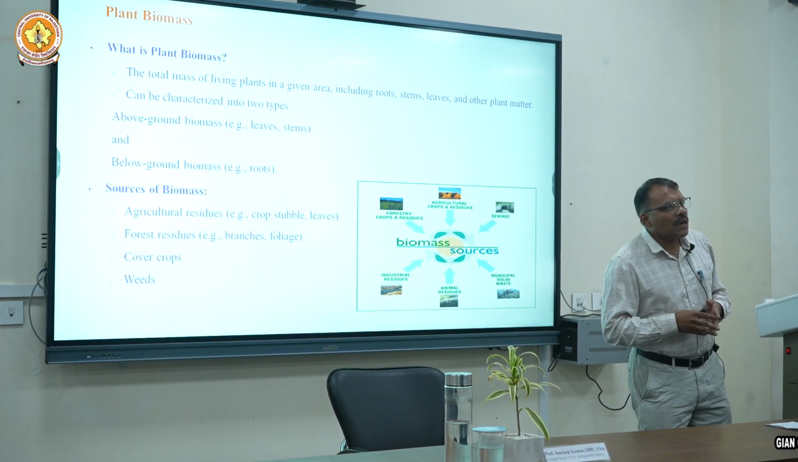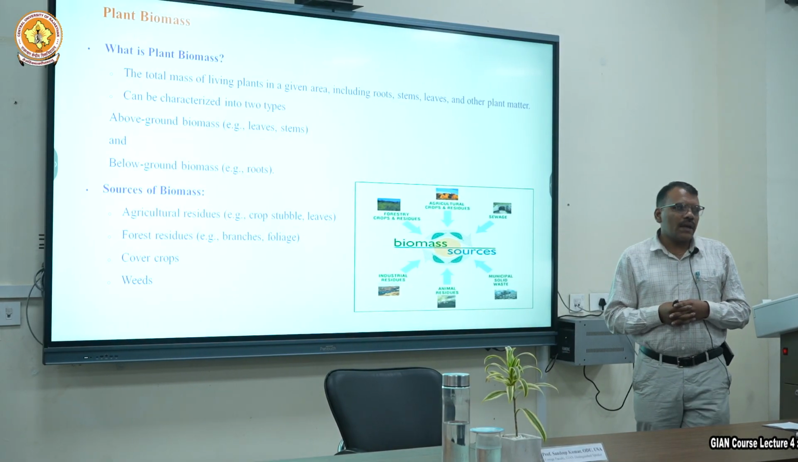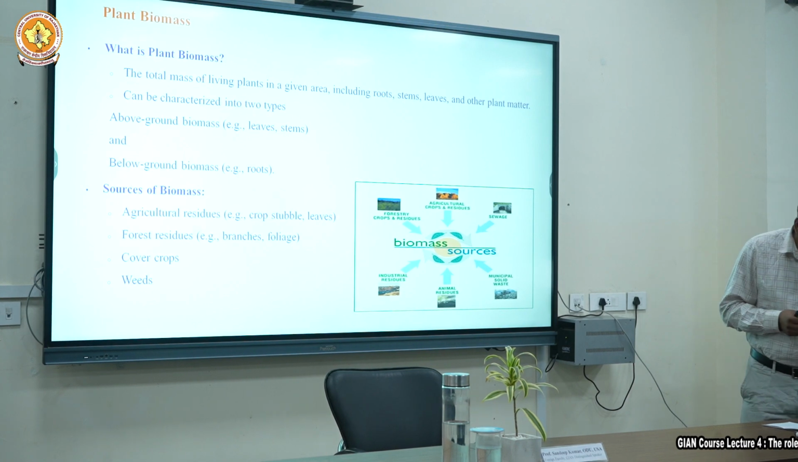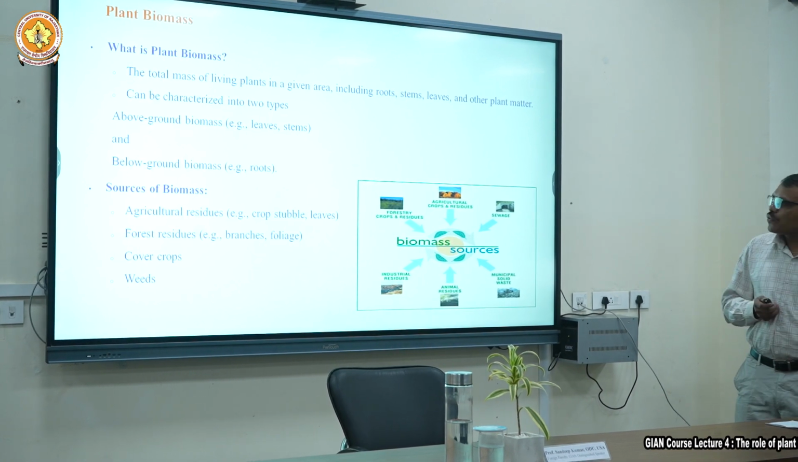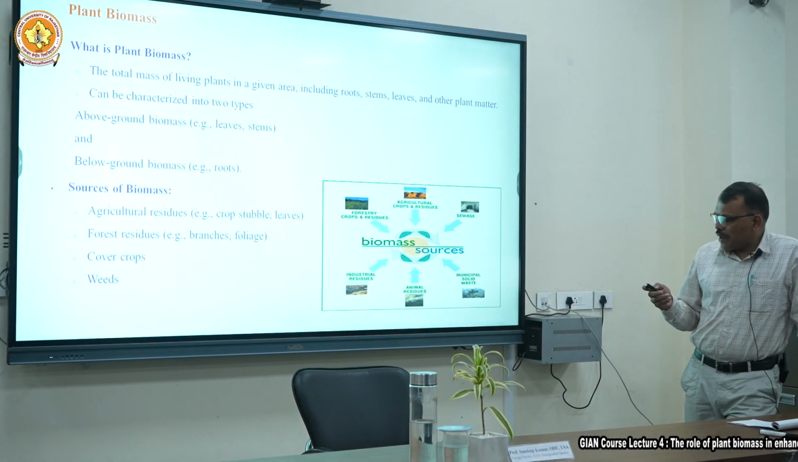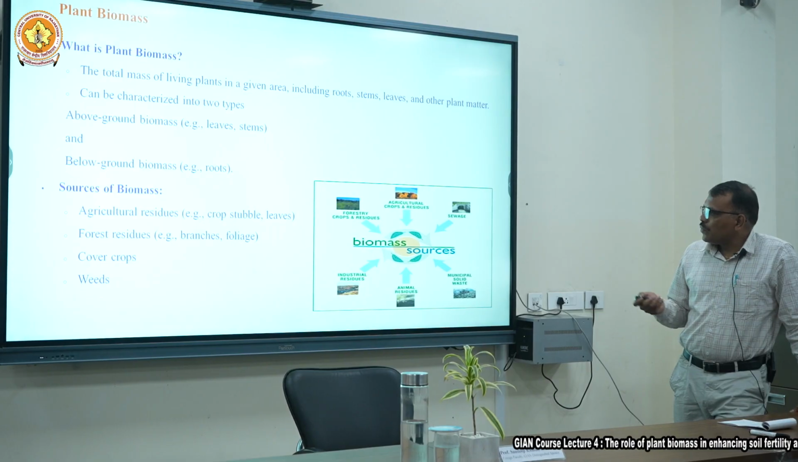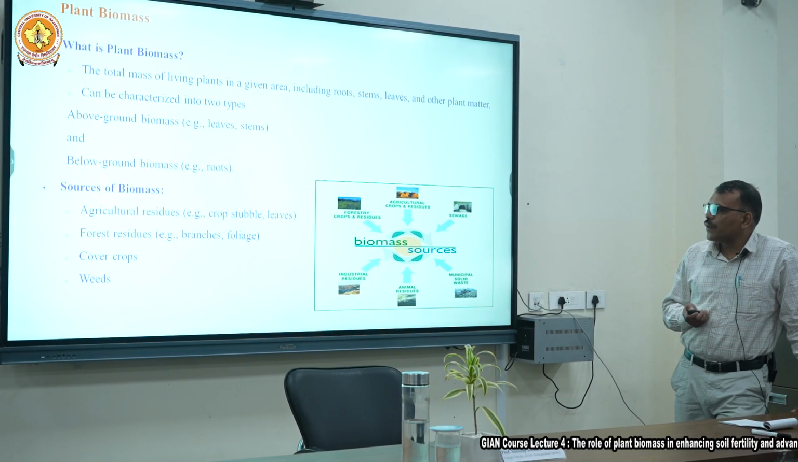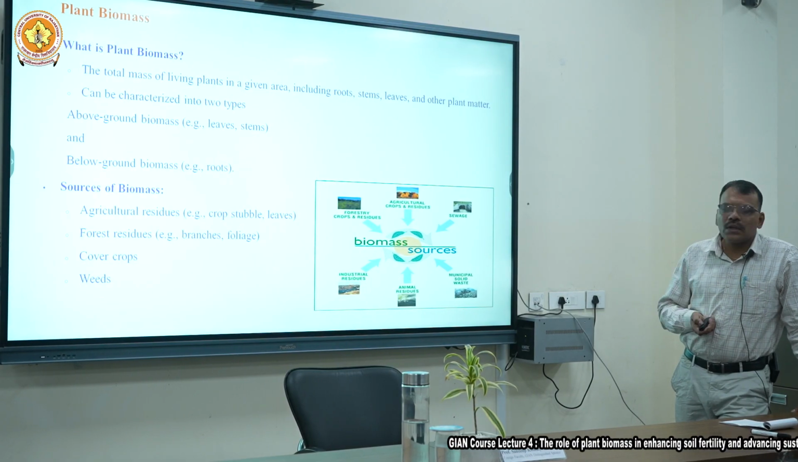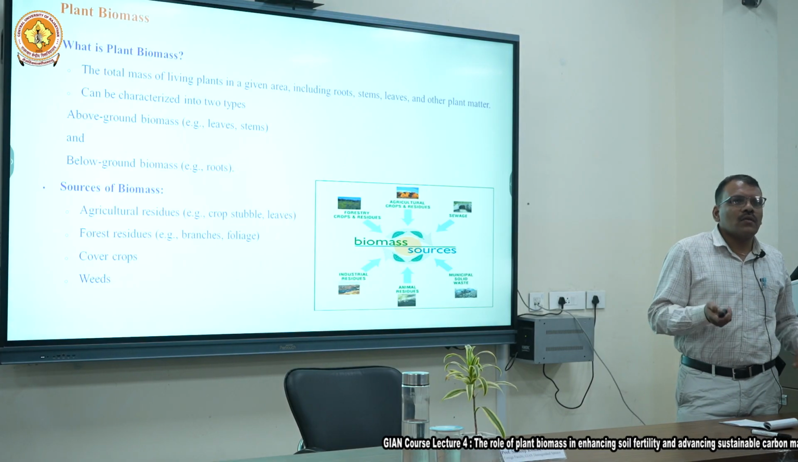And there are certain sources of biomass that, I would say, are universally providing an ample supply of biomass. For example, the agriculture sector providing agriculture residue, then forest residue, which includes branches and foliage, then cover crops and weeds are also among the best sources of biomass.